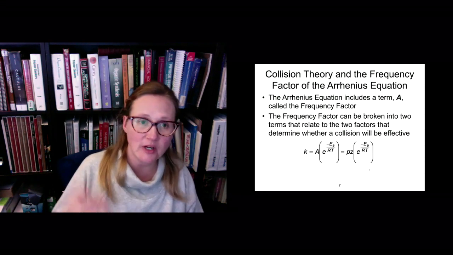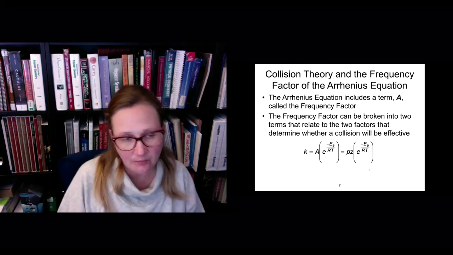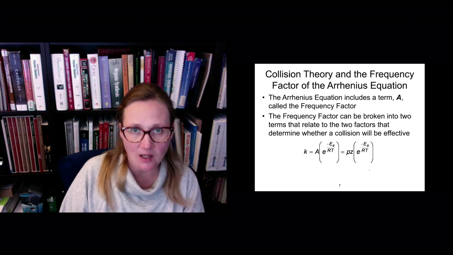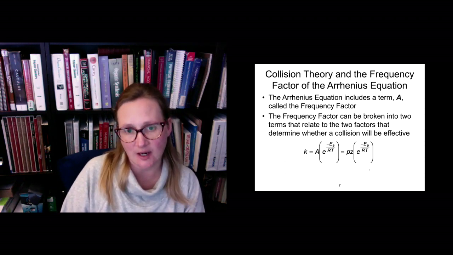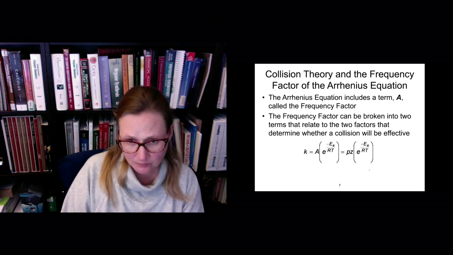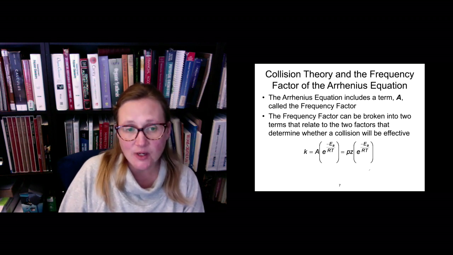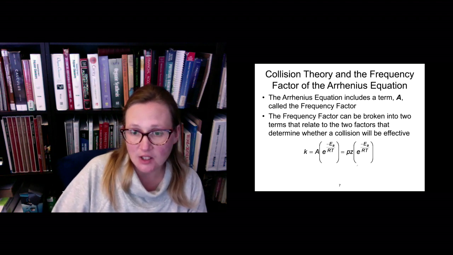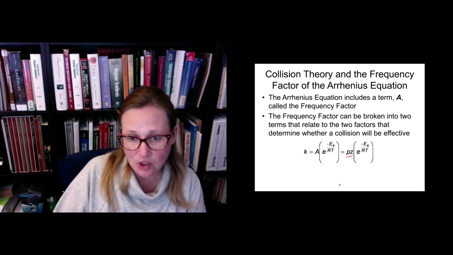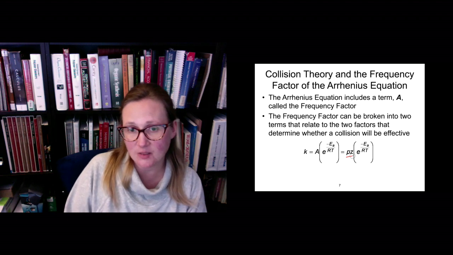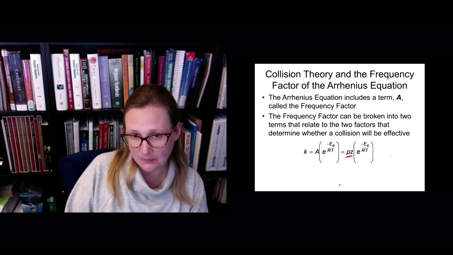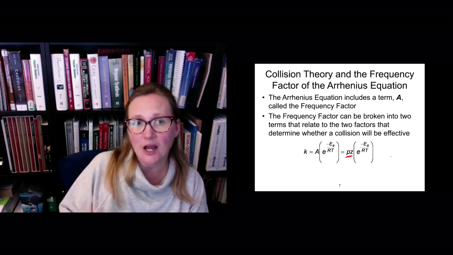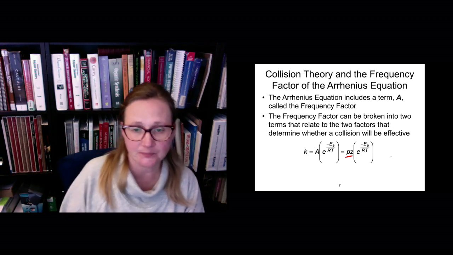Okay, so now let's bring in the Arrhenius equation again. We talked about the frequency factor in the Arrhenius equation, and we're going to break down that frequency factor to what exactly it means. It's broken down into two terms that say whether or not a collision will be effective. Our two terms for the frequency factor are P and Z. We're breaking down that frequency factor even more to align with our collision theory.